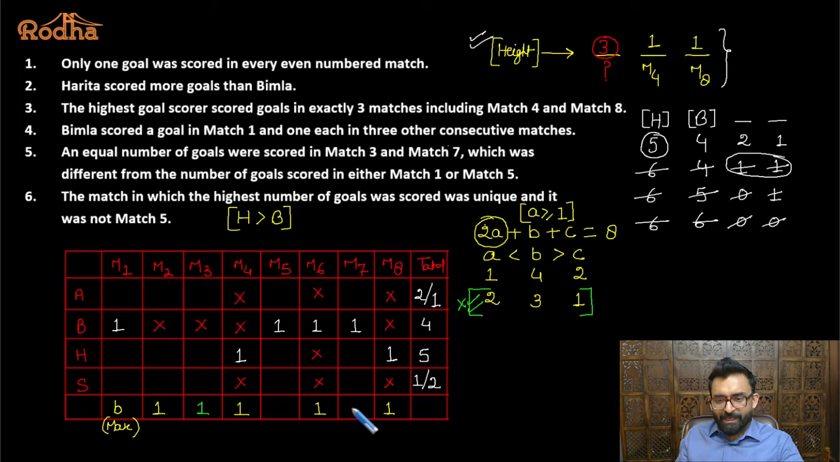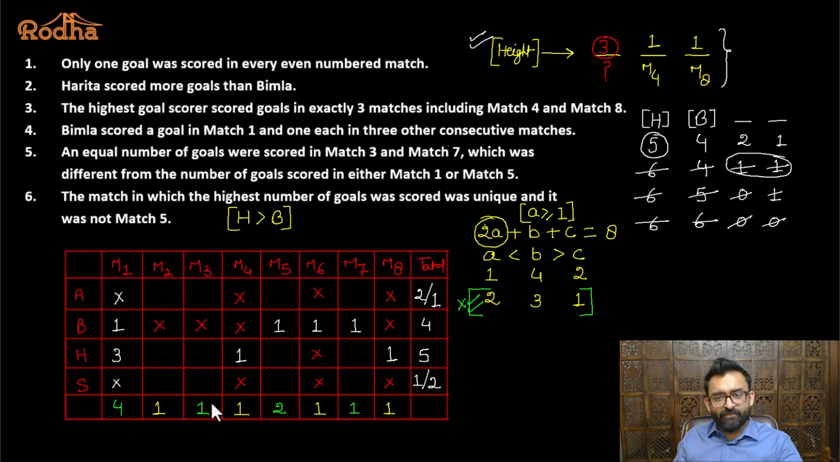Fine. Match 1 and match 5, match 3, match 7 scores were the same. And match 5 was 2, and B is 4. Fine. So if 4 goals are scored in match 1 and there is no other match in which I can accommodate these 3 goals, Harita must have scored the remaining 3 goals in match 1. Fine. Now we are done with this. Okay, this match 1 is accommodated completely.